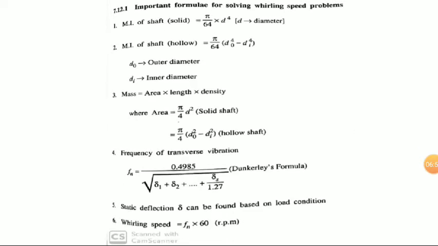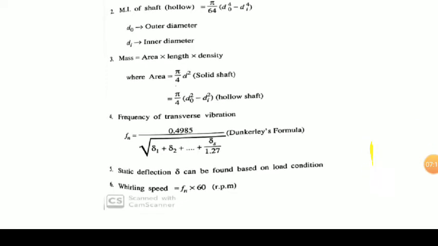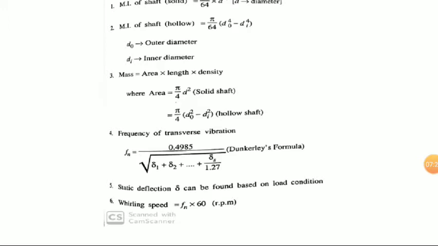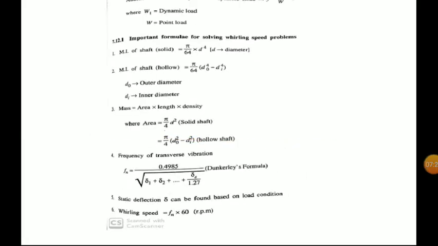And frequency of vibration is 0.4985 by square root of delta 1 plus delta 2 plus etc. plus delta s by 1.27. This is called Dunkerley's formula. This equation you have already used in the system with several masses in module 5. So static deflection can be found based on the load condition. Once you know fn, if you multiply it by 60, you will get the whirling speed.